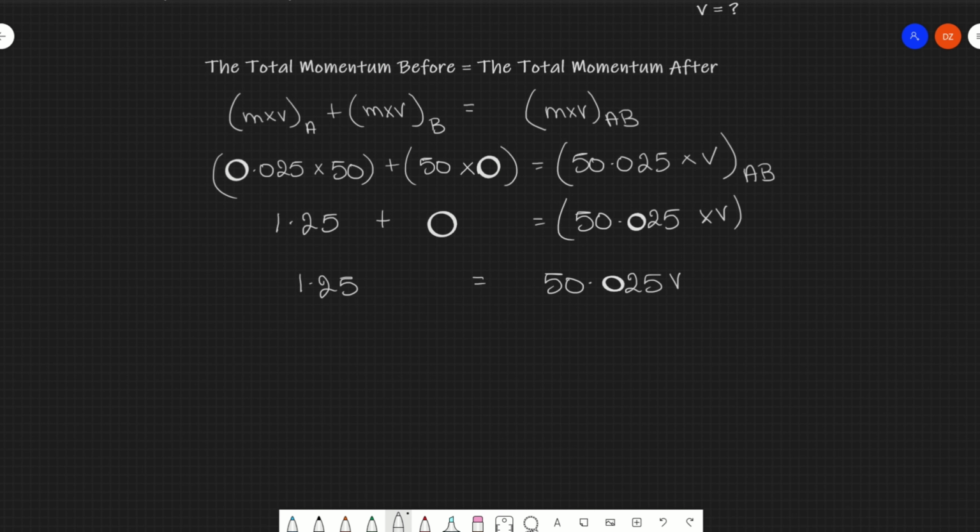To make v subject of the formula, we take the 50.025 to the other side and we get 1.25 divided by 50.025 equals v. You work that one out and you should get an answer of 0.025 meters per second.